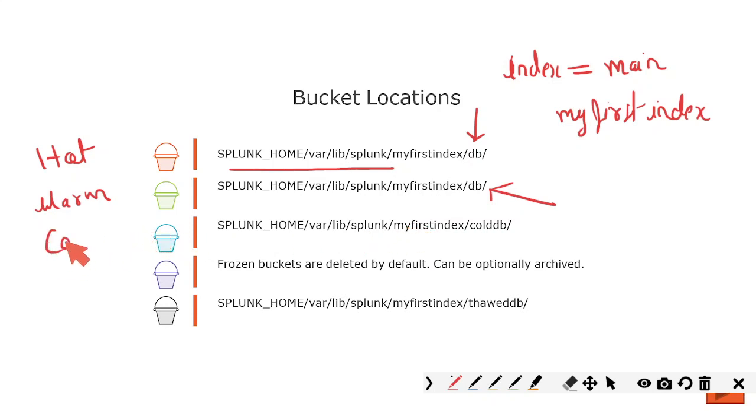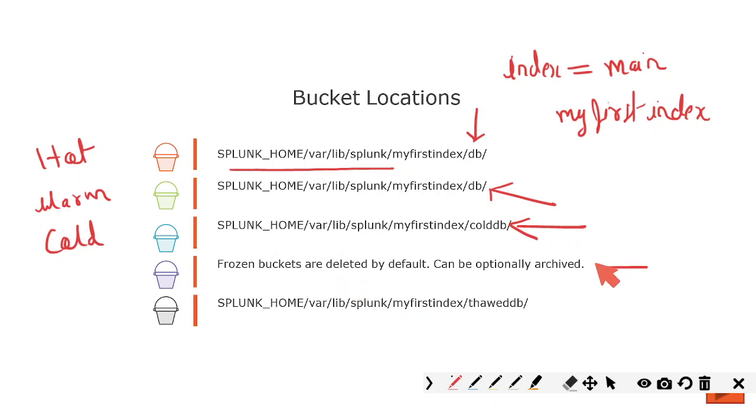But again, you can see that the location of the cold buckets will be slightly different compared to the hot and warm buckets, and we will be storing data corresponding to the cold buckets under the directory called colddb. And similarly, for the frozen buckets, the data by default is getting deleted, but we can also archive that data.